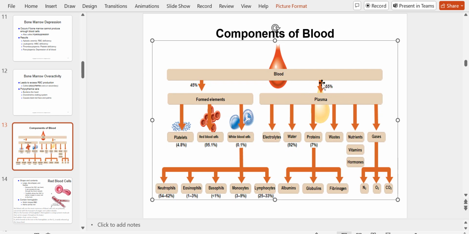All right. You remember your 55% and your 45%, right? 55%, there's your plasma proteins, okay? And you'll see there's your electrolytes, your dissolved solids, water, proteins. There's your albumin, globulins, fibrinogen, as we just spoke about. Waste, nutrients, vitamins, hormones, gases. There you go. Formed elements: there's your white blood cells, RBCs, platelets. Okay. And these are the white blood cells. There's lymphocytes, okay, monocytes, basophils, eosinophils, and neutrophils. Okay, these guys here are the first ones on the scene if there's any trouble.